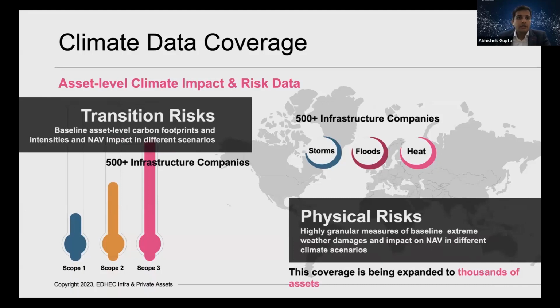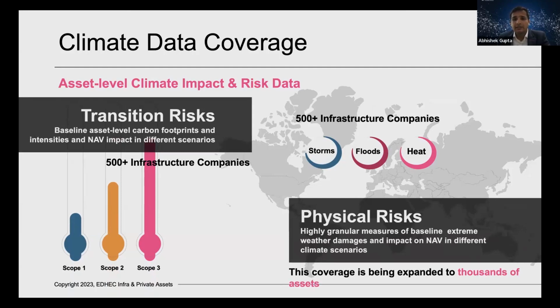In terms of the coverage, first we look at the transition risk. Here we have baseline asset level carbon footprint, intensity, and impact on the NAV in different scenarios for hundreds of infrastructure companies. And we look at scope 1, 2, and 3 emissions. So it's a very holistic solution to offer for transition risk.